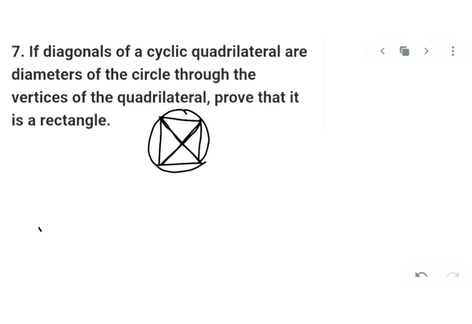As I already said, the diameter makes 90, so this is 90, this is 90. So all the angles are 90. Okay, and if all the angles are 90, each internal angle is 90, and it can be said that it is a rectangle. Getting my point?